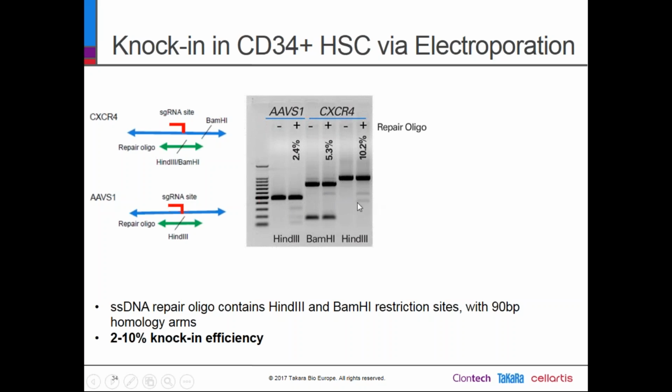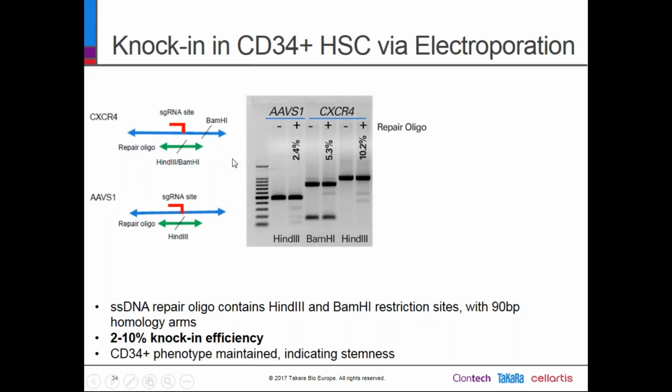So knock-in efficiency is always much lower compared to knockout efficiency, and 2 to 10% is really not bad in this cell type. What you can also see is this band here is due to the existing BAMH1 site in the CXCR4 locus.